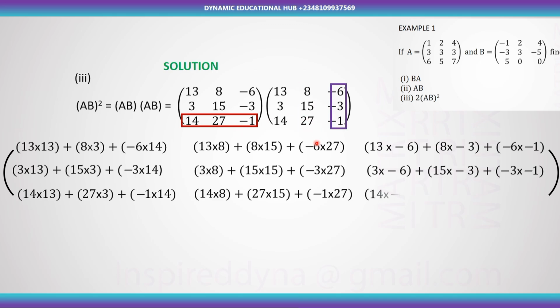Lastly, we move to this one. We have 14 multiplied by minus 6 plus 27 multiplied by minus 3 plus minus 1 multiplied by minus 1. Now let's compute this value.